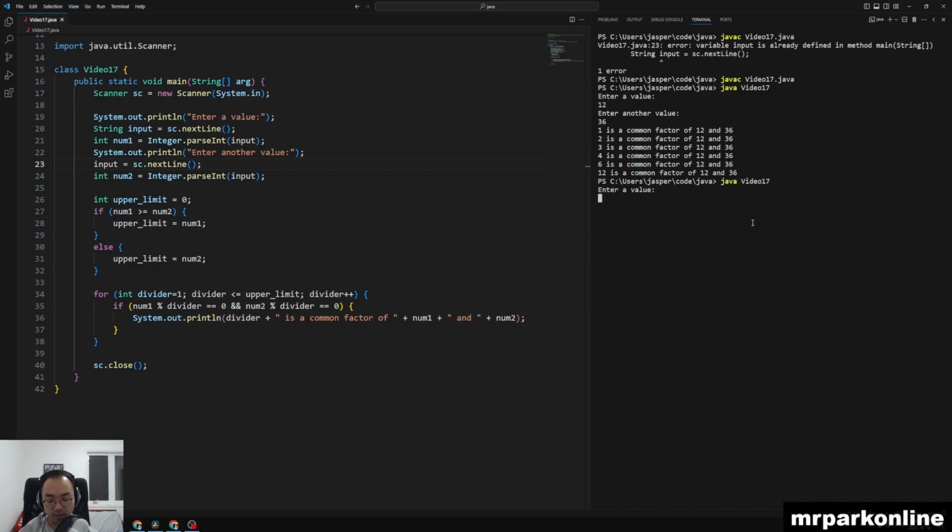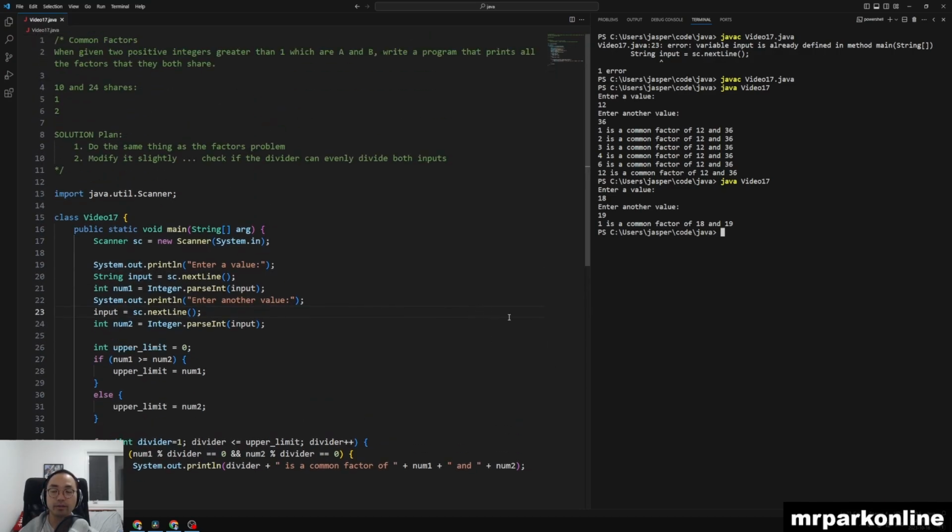But if we try a value like 18 and 19, it's only going to have 1 because they don't share common factors. 19 is a prime number, so it has no other factors but 1 and 19 itself. 18 has factors of 1, 2, 3, 6, 9, and 18, but none of them will match the factors of a prime number.